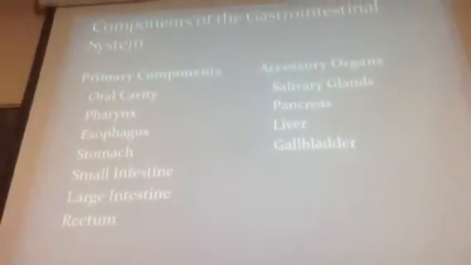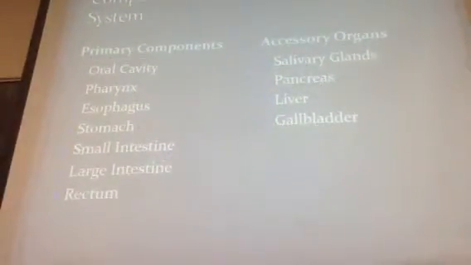We've got the oral cavity, the pharynx, the esophagus, stomach, small intestine, large intestine, rectum. Then we've got all these accessory organs. I'm going to draw on the board in just a couple minutes a picture of how generally you can do this.